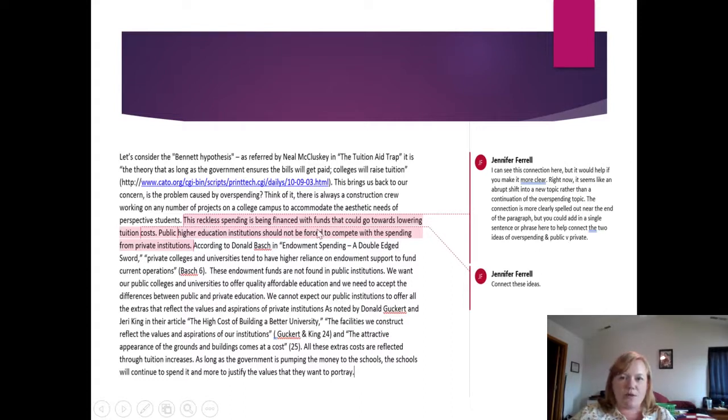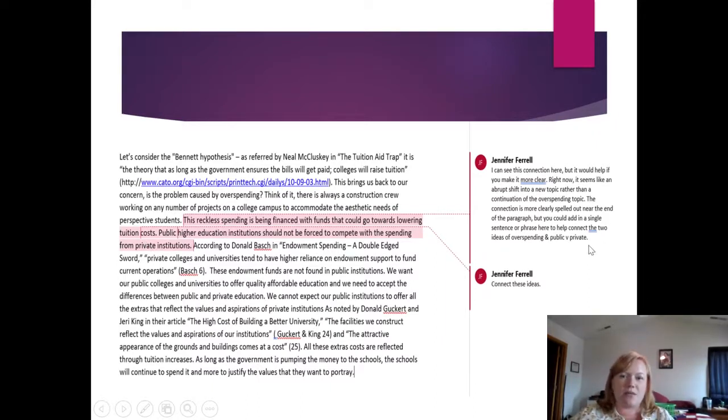It seems like there's an abrupt shift from one topic, right, overspending, into a new topic of the spending of higher education versus the spending of private institutions, okay? Later in the paragraph, this connection is more clearly spelled out, okay? And it is down here. All these extra costs are reflected through tuition increases, but if they add a sentence or two, or even a phrase that helps connect these two ideas earlier on, the paragraph becomes stronger, okay?